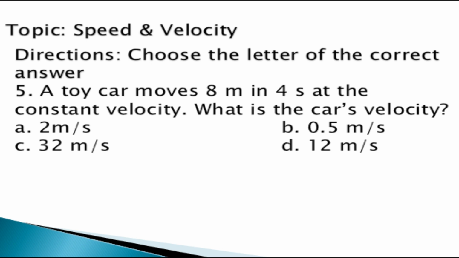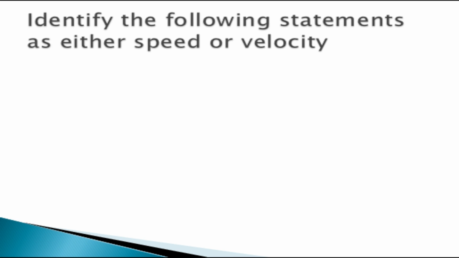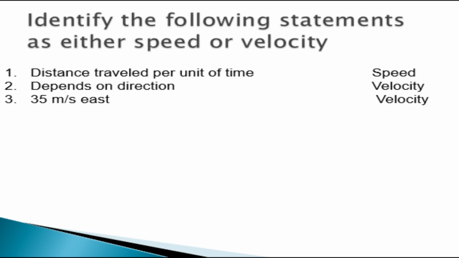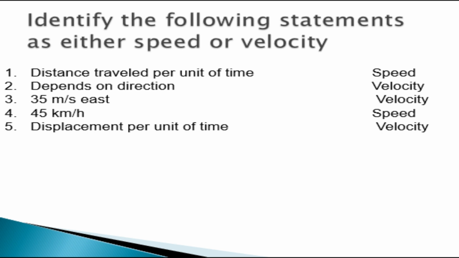Now, let us check your answers from the two activities. Let's start with the first one. Identify the following statements as either speed or velocity. First one, distance traveled per unit of time is speed. Depends on direction, velocity. 35 meters per second is velocity. 45 kilometers per hour, speed. Displacement per unit of time, velocity.